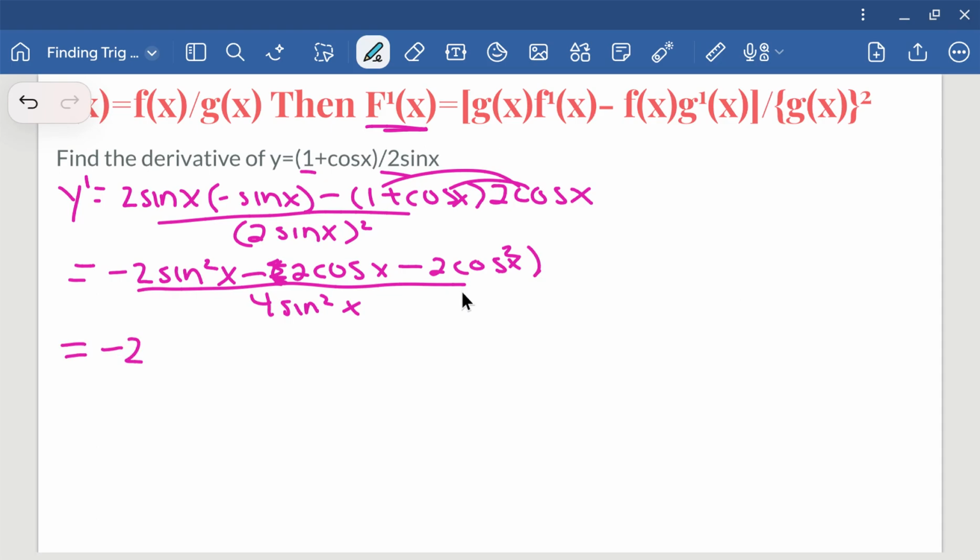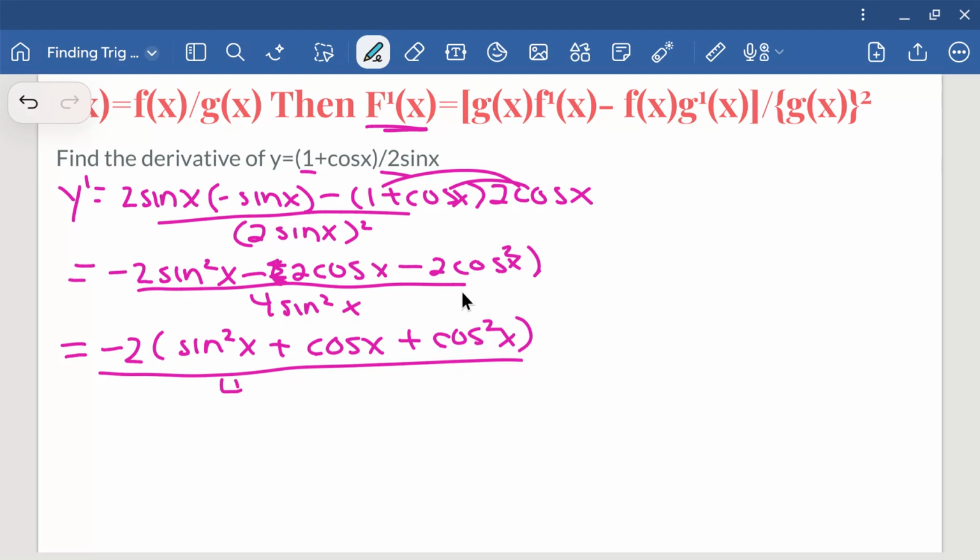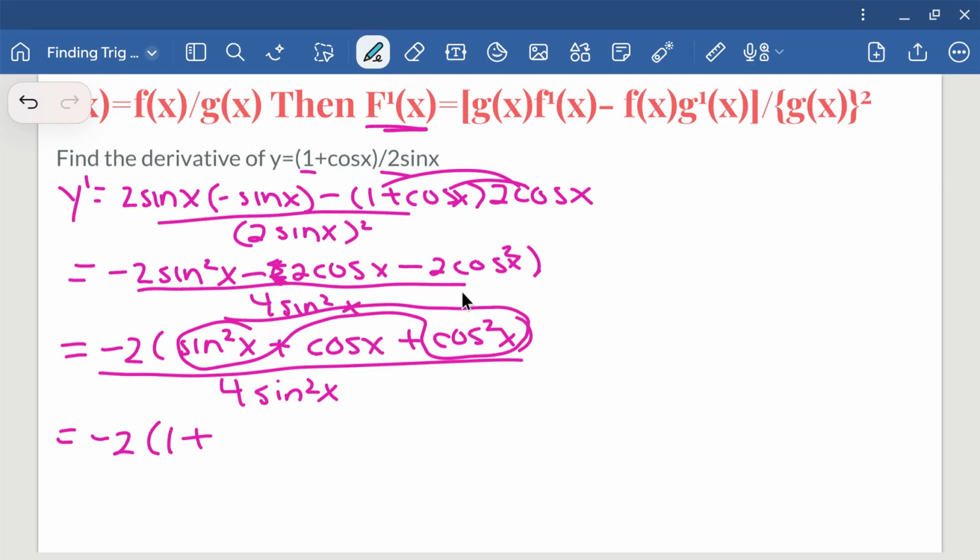So moving on from here, I can notice that I can factor out a negative 2 from the numerator. And when I do that, I'm left with positive sine squared x plus cos of x plus cos squared x. In the denominator, I still have 4 sine squared x. Now I can also recognize that when you add sine squared x and cos squared x, it equals 1. So I'll have negative 2 times 1 plus cos of x, because I replaced that with our identity, divided by 4 sine squared x.